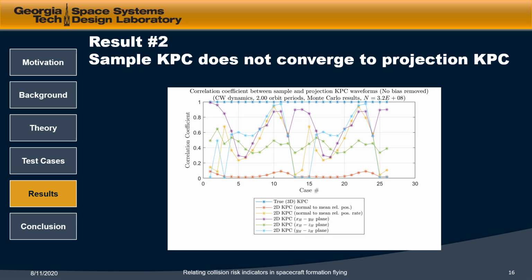The second result is to rigorously validate that simple KPCs do not converge to projection KPCs. This is shown by how the correlation coefficient between sample and projection KPC waveforms does not approximate 1 consistently for any meaningful projection plane choice over a wide variety of closed CW relative orbits. Therefore, the main theoretical result of the paper is rigorously validated in a CW simulation environment.